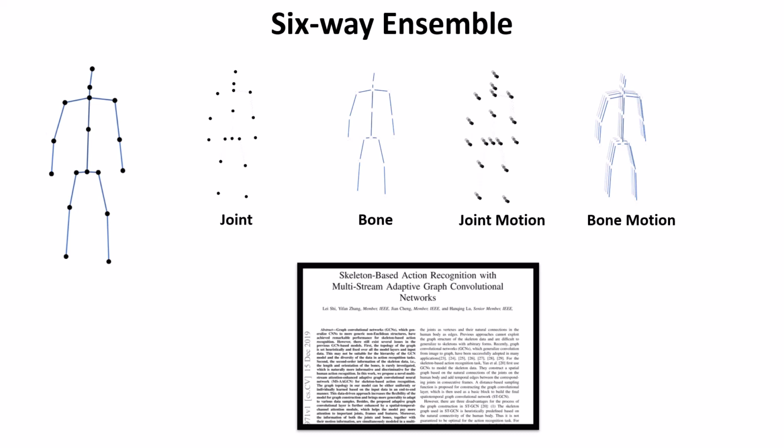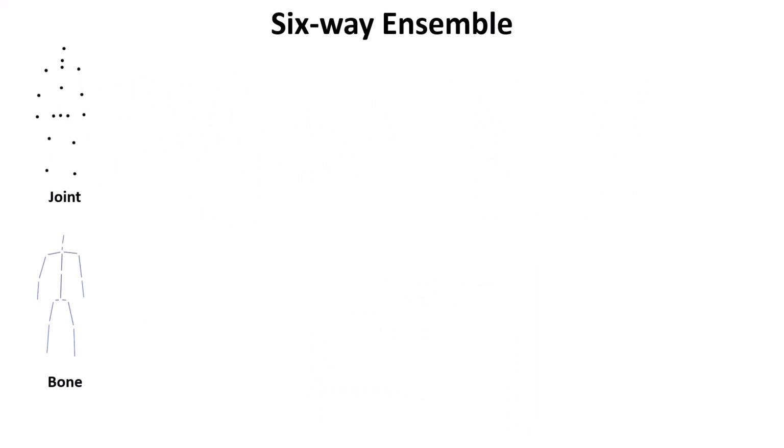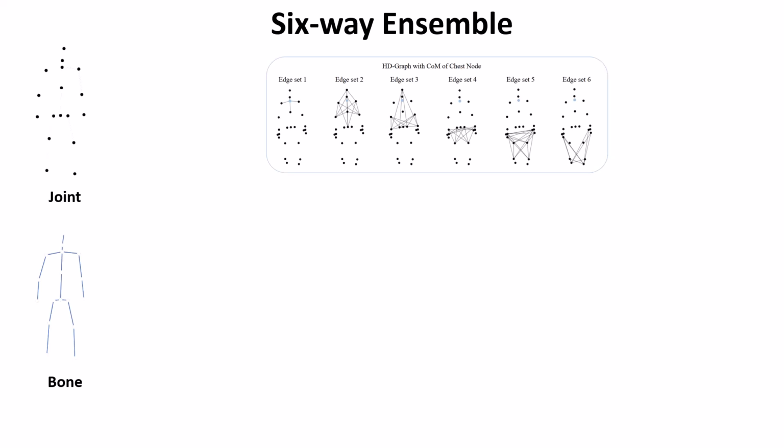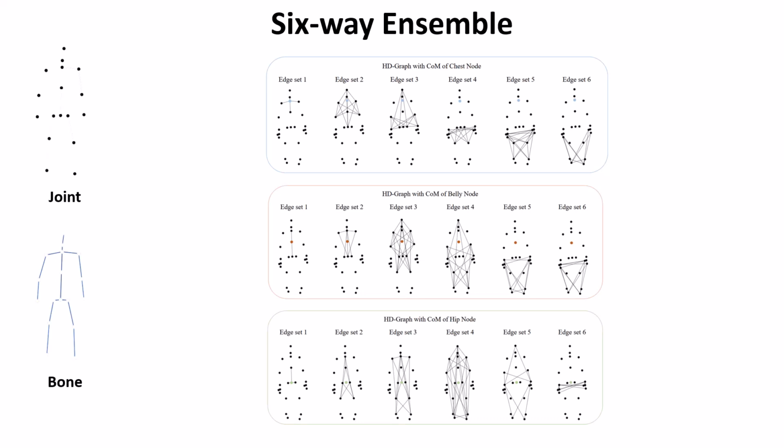But if you read it, you will see that joint motions and bone motions are not as effective as joint and bone. So here in this paper, they say, let's just select only joint and bone. And these are 2 ensembles. How can we make it a 6-way ensemble? We can define different centers of mass. Remember the root of the 3 centers of mass, it was center torso, right? We can define one time to be the upper torso here, the other time to be belly or the center torso, and the other time hip or the bottom torso.